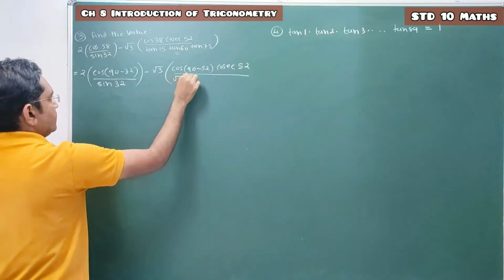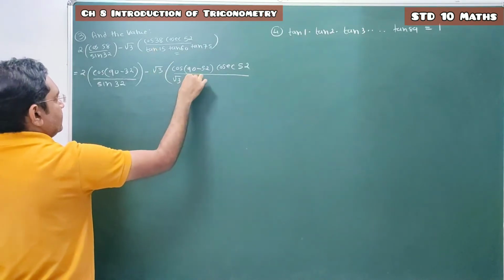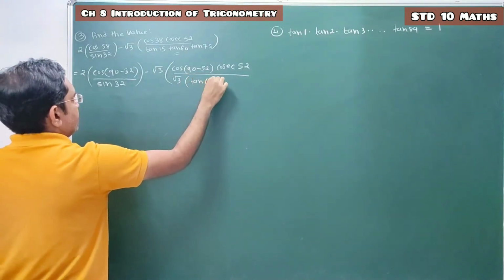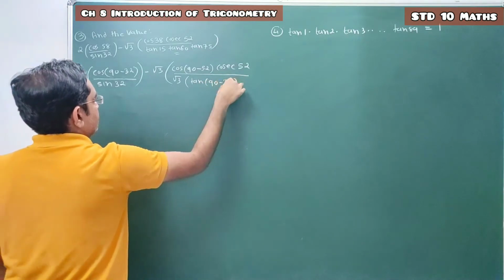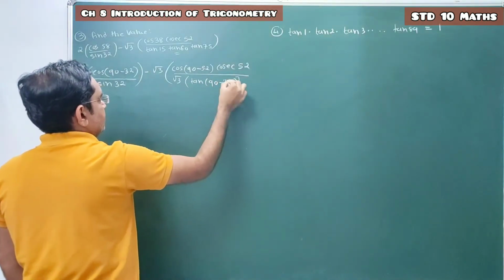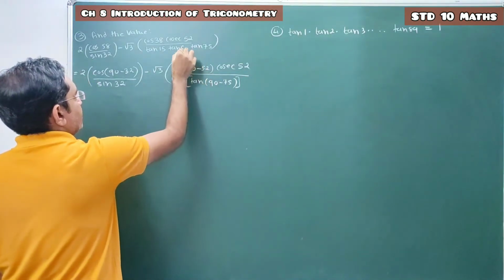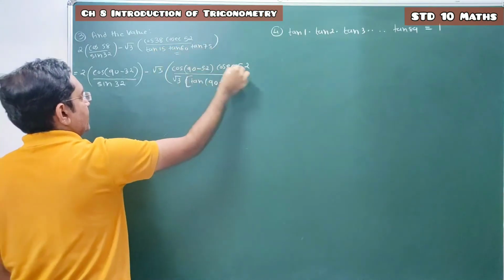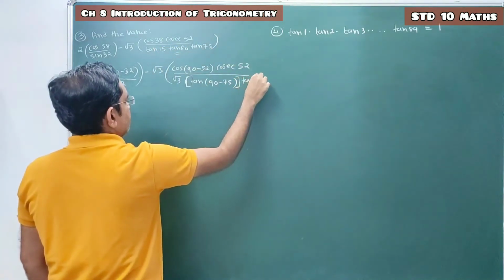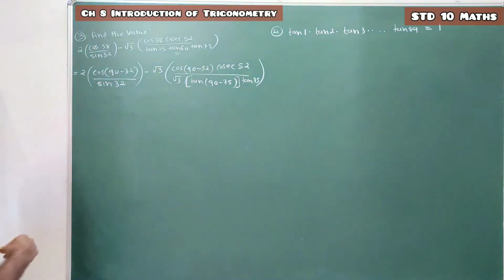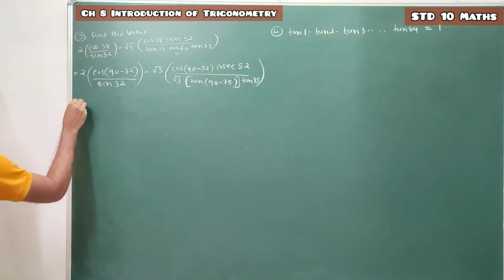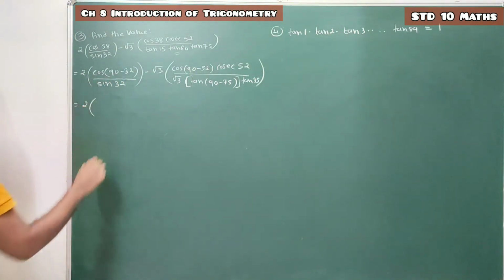The value of tan 60 is root 3, and tan 15 is tan of 90 minus 75. I wrote it like this: I subtracted it from 90 and kept 75 as it is, bracket over. Now simplify this. This is equal to 2.